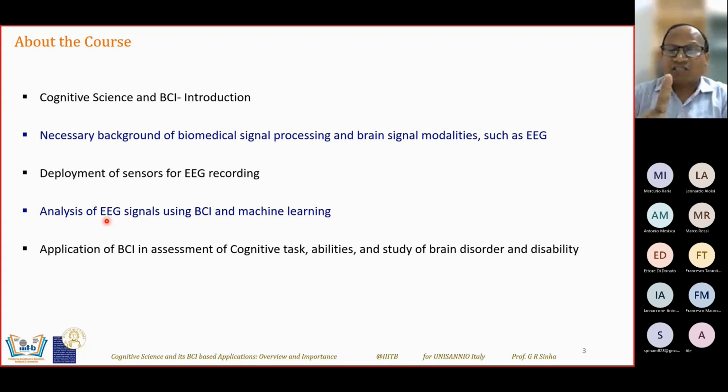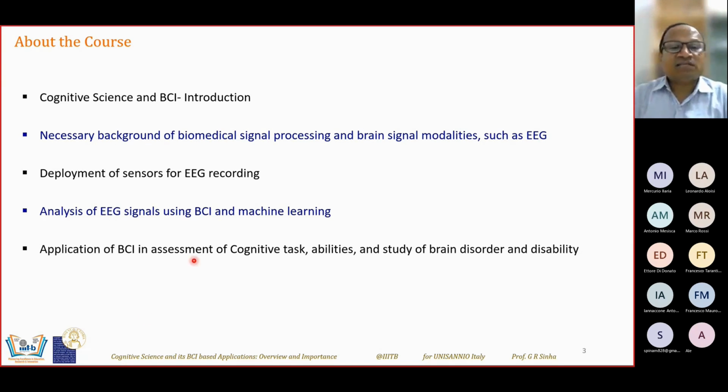I'm just telling you one aspect. I'm not giving you a detailed comparison right now. Every modality has its advantages and disadvantages. But despite that, EEG is the most popularly used and researched modality, and therefore you will find that in most of my slides and lectures, I'll be talking about EEG.